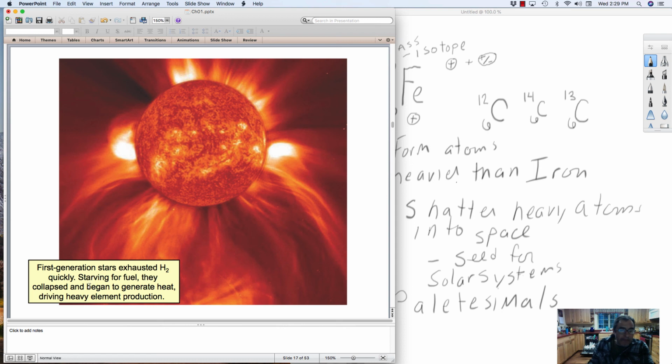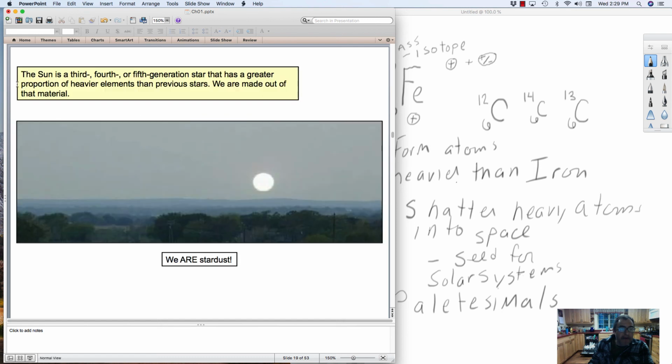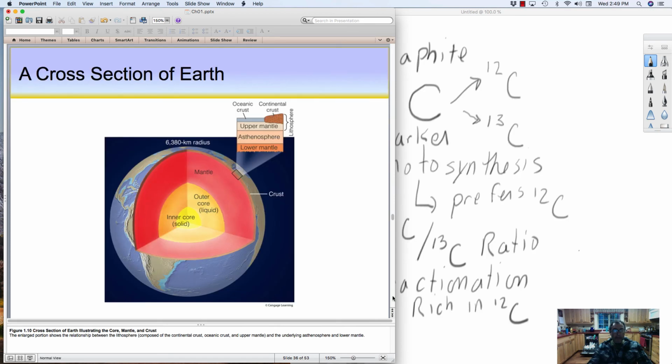So they collapse and begin to generate heat, driving element production. So our sun is maybe a 3rd, 4th, or maybe even a 5th generation star that has greater proportion of heavier elements than previous stars. We are made out of that material. We are stardust. So basically the calcium, the phosphorus, the sulfur, the nitrogen, the carbon in your body at one point formed inside of a star. Well, let's stop here for now.